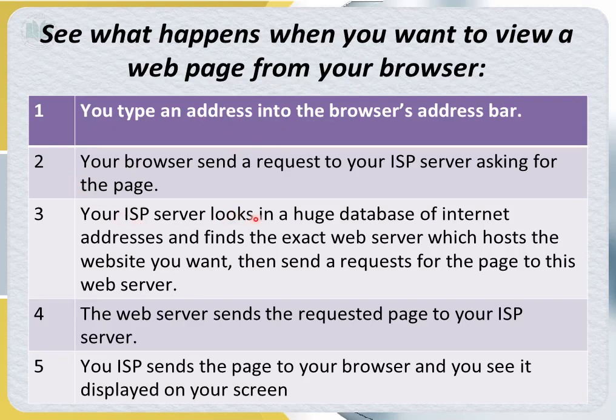Number 3. Your ISP server looks in a huge database of internet addresses and finds the exact web server which hosts the website you want, then sends a request for the page to the server. Number 4. The web server sends the requested page to your ISP server. Number 5. Your ISP sends the page to your browser and you see it displayed on your screen.